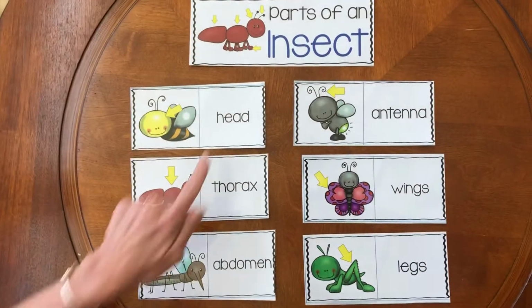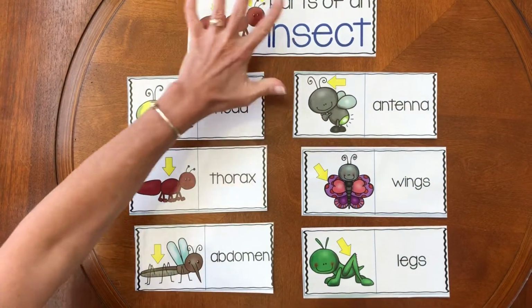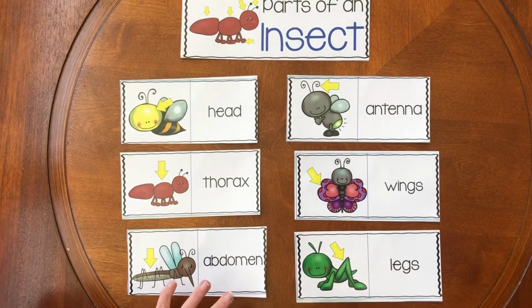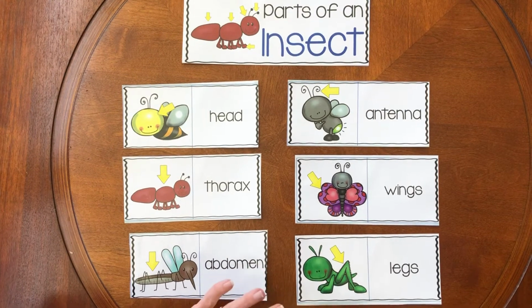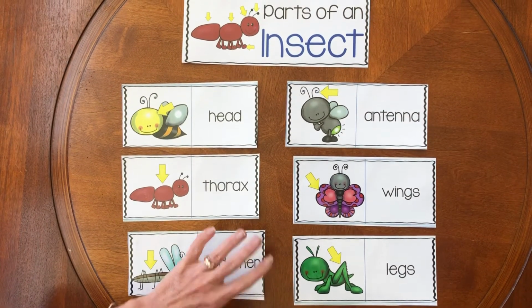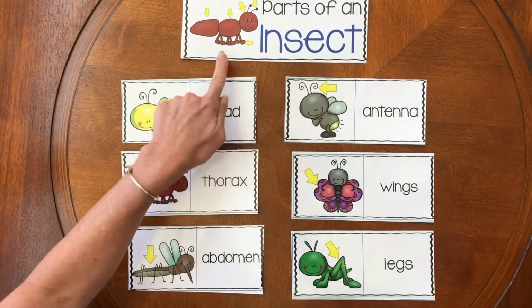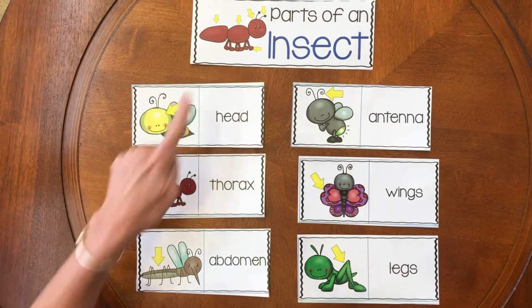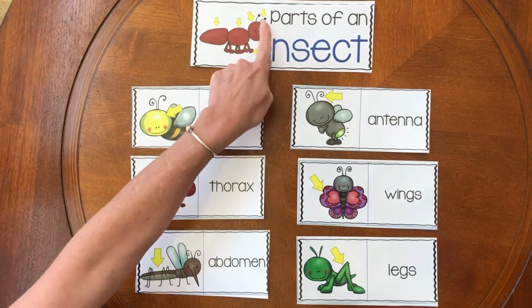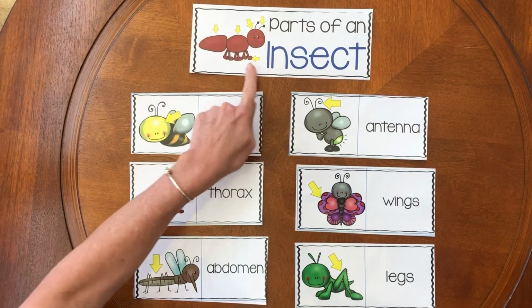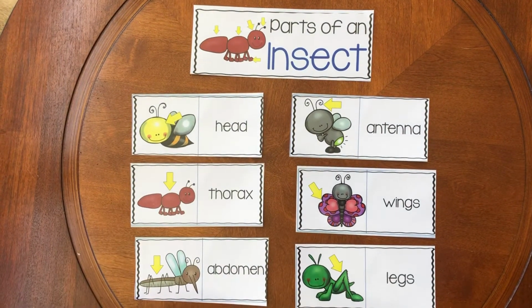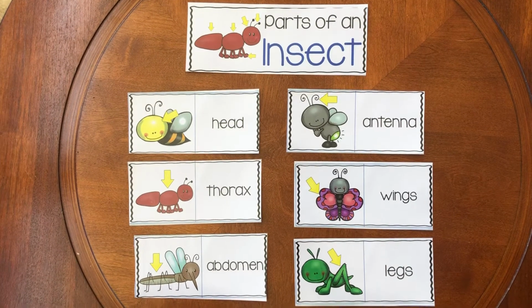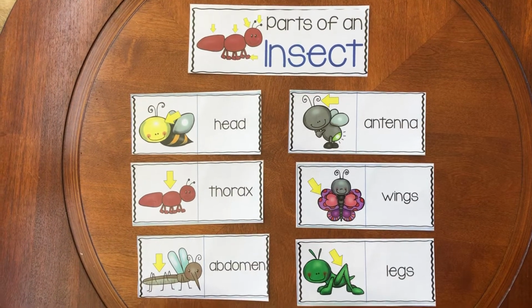All right, so we've got parts of an insect. We've got all sorts of bugs and insects in these pictures. And they all have these things in common or alike. Parts of an insect. This looks like a fire ant because it's red. It's pretty cool. And it's got all of these arrows. 1, 2, 3, 4, 5. But there are actually 6 parts of an insect.